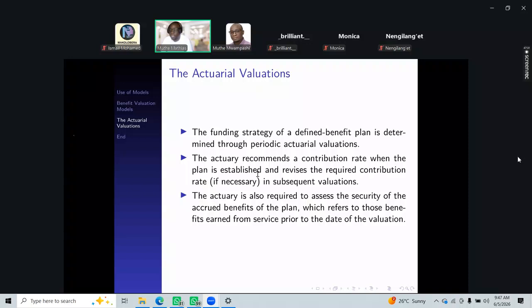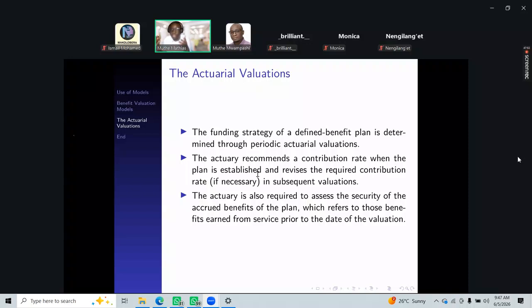But at the end of the day, and this is not only in Tanzania, you are required to do this actuarial evaluation. This is a periodic process. So you'll have to do this over a certain period of time, and in Tanzania, I think it's 3 years. So after 3 years, you have to conduct this actuarial evaluation. Why? Because I need to understand the financial position of the pension fund, right?